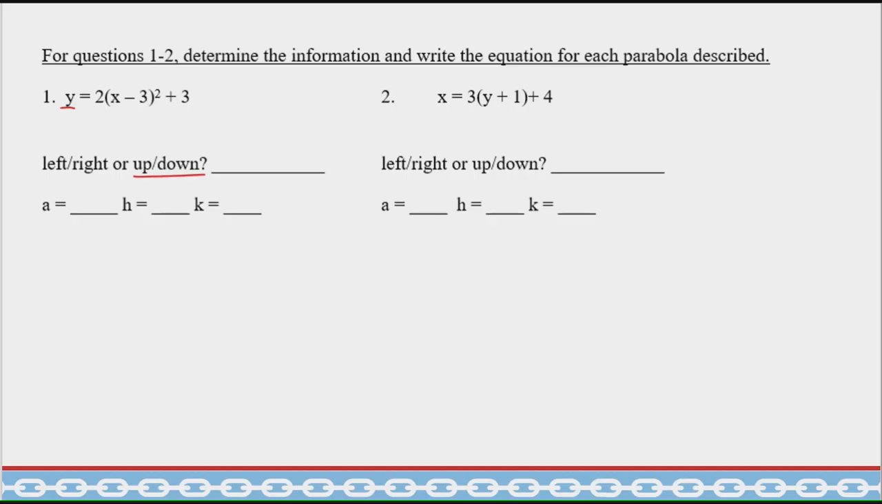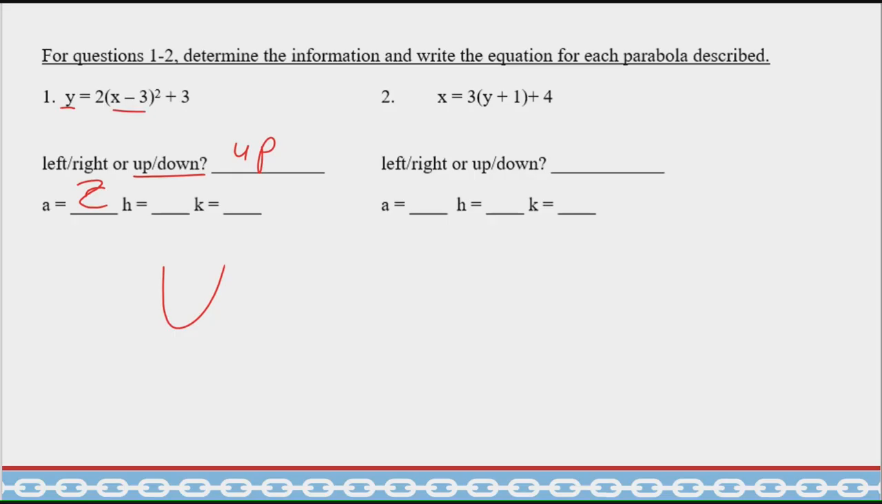So using that generic formula, our a value is always out in front here. So we have an a value of 2. Because the a value is positive, that means we will get a happy, smiley, upward opening parabola.